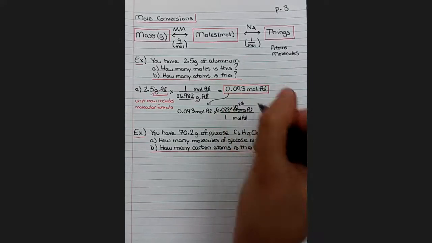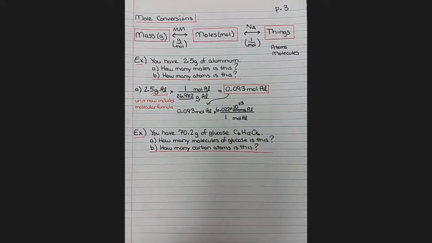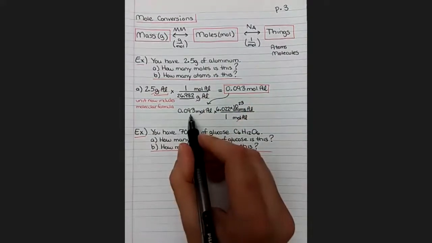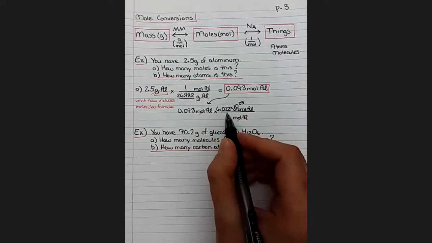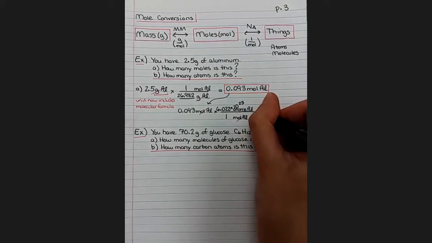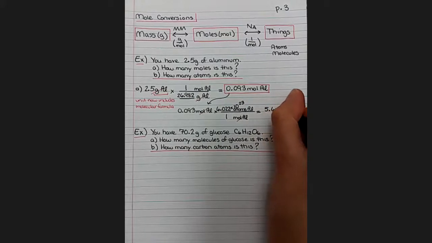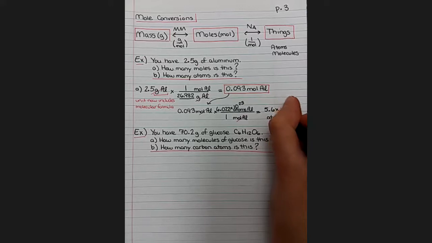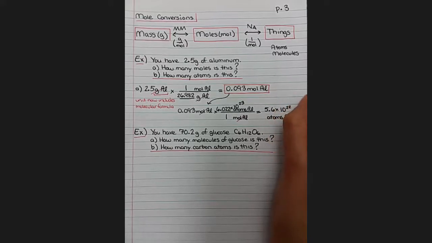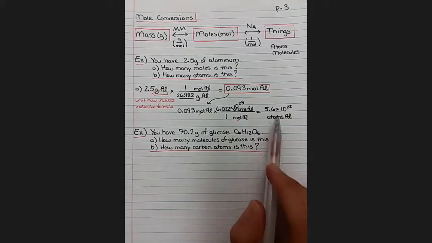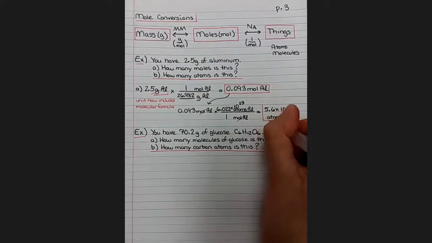And never leave space for that, it's okay. Moles of aluminum cancels with moles of aluminum, and we take 0.093 times 6.022 times 10 to the 23rd on our calculator, and we should get 5.6 times 10 to the 22nd atoms of aluminum. When we decrease the number of sig figs here, you'll see it goes to 2 sig figs because aluminum only had 2.5 significant figures.